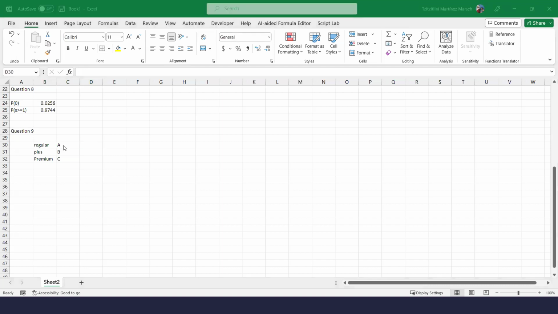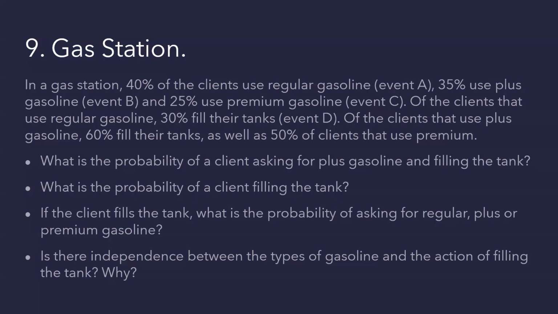And then we also have another thing. It says, of the clients that use regular gasoline, 30% fill their tanks. Okay, 30% fill their tanks. Of the clients that use plus gasoline, 60% fill their tanks, and 50% for premium. Okay, so we have, and it's D.